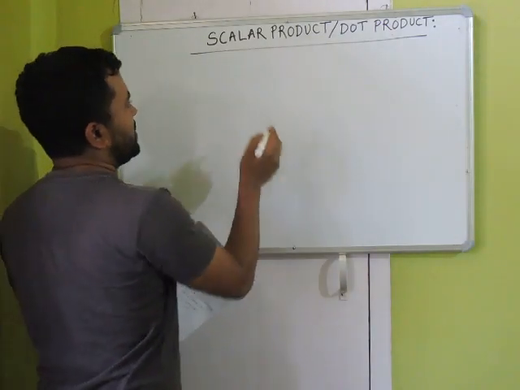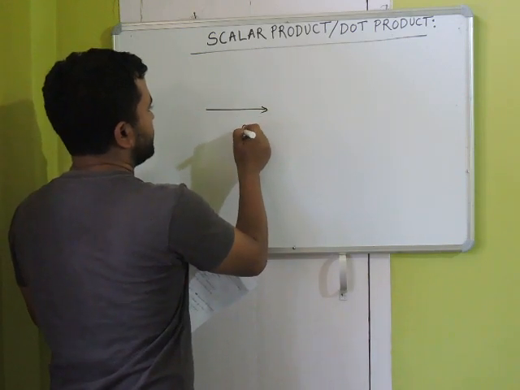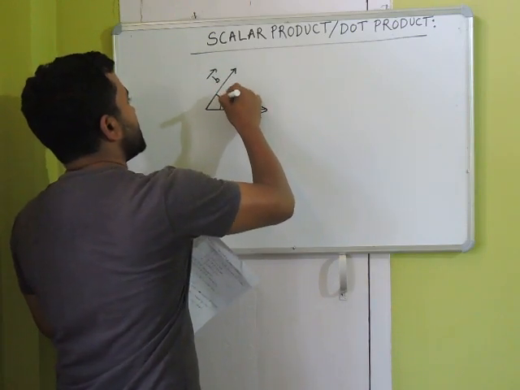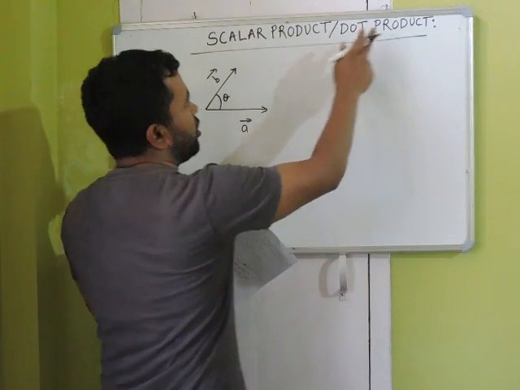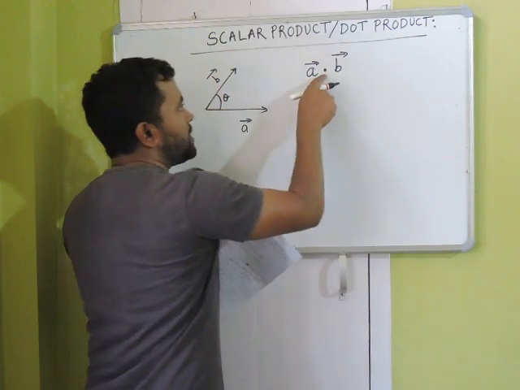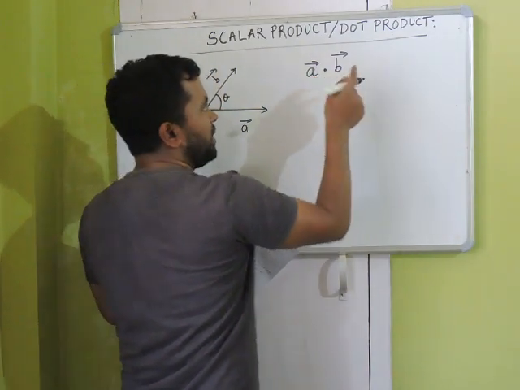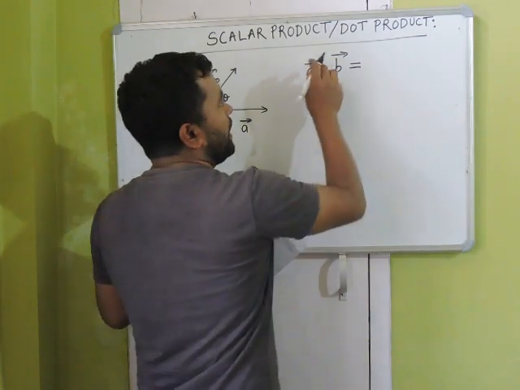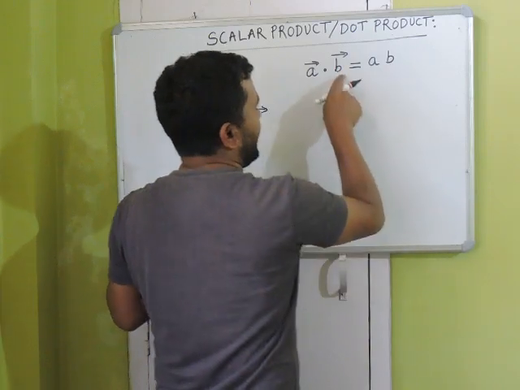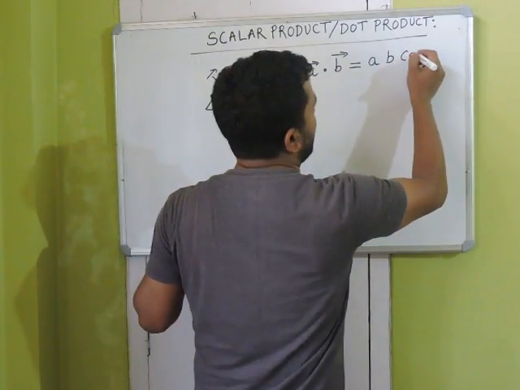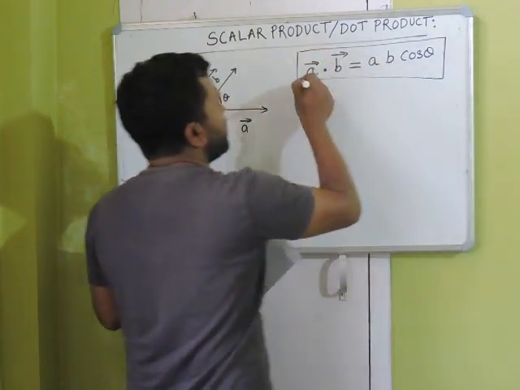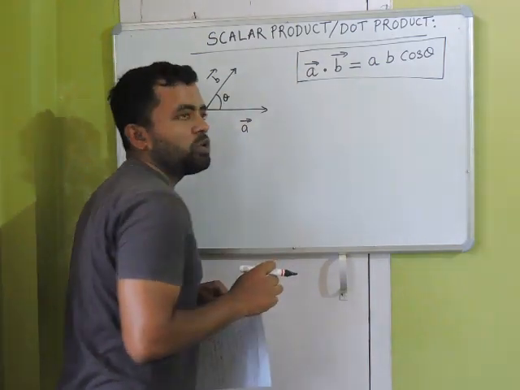So by definition, if you have a vector A and you have a vector B, and let us say the angle between them is theta, a scalar or dot product is defined as A dot B. This is pronounced as A dot B, and it is defined as magnitude of A, magnitude of B, and cos of the angle between them, cos theta. So this is our definition of dot product or scalar product of two vectors.